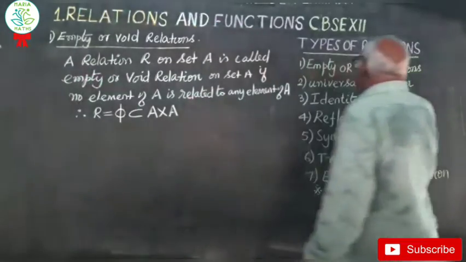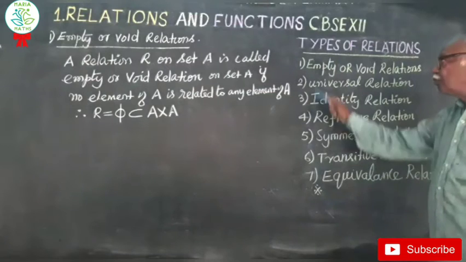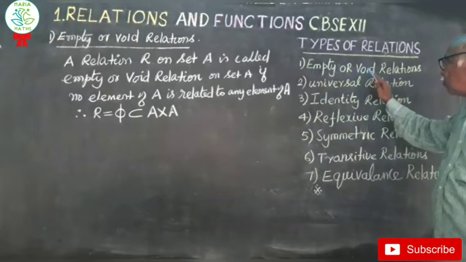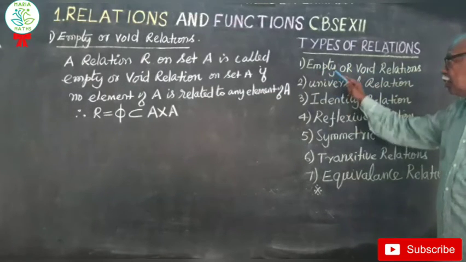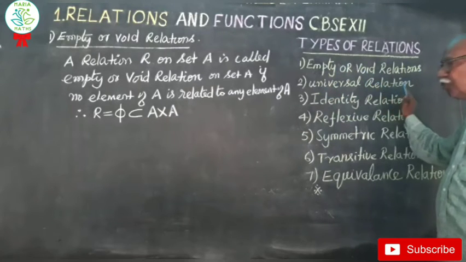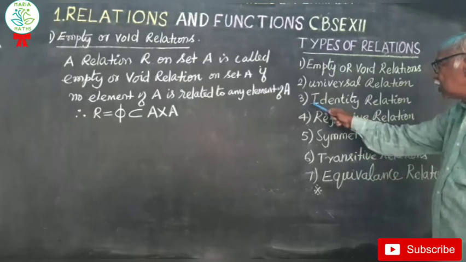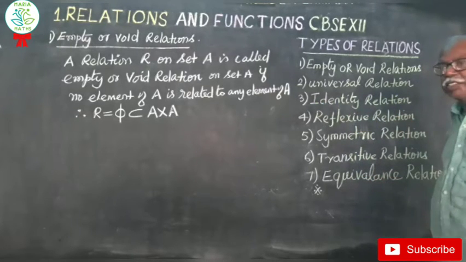Types of relations. We are going to learn types of relations. First one, empty or void relation. The second relation is universal relation. The third relation, identity relation.